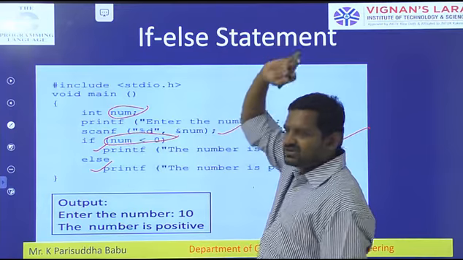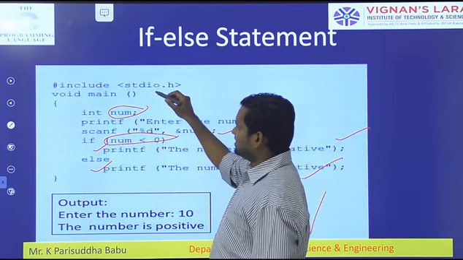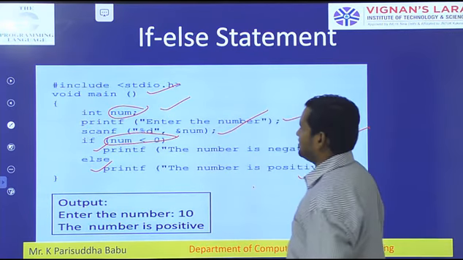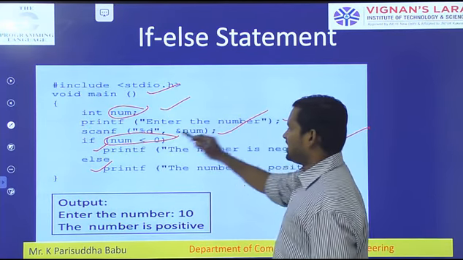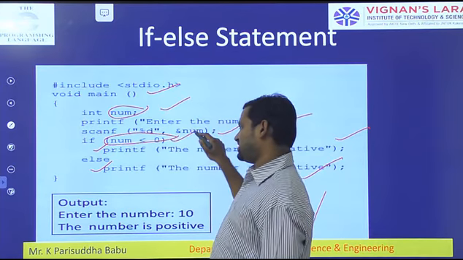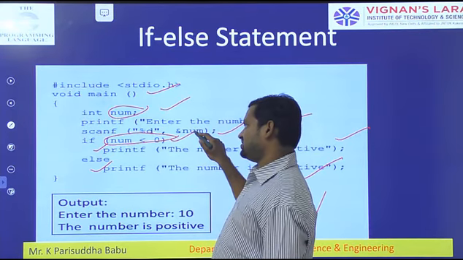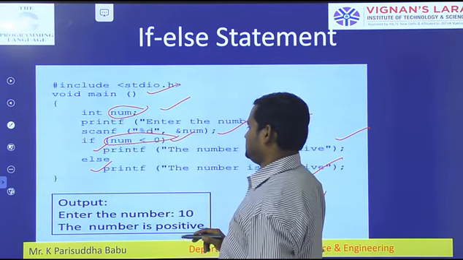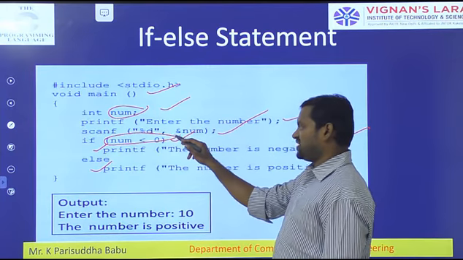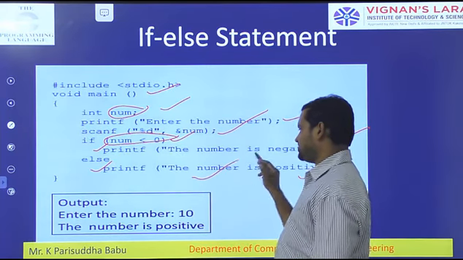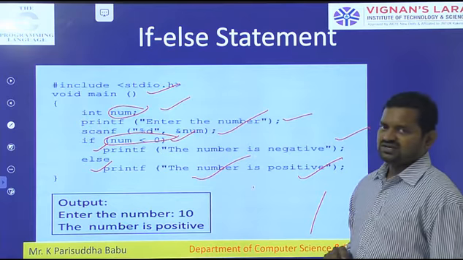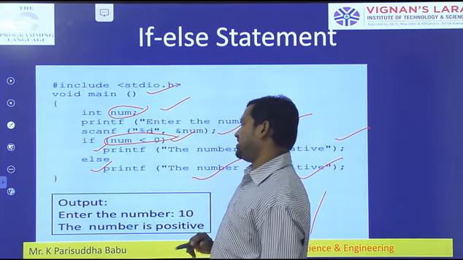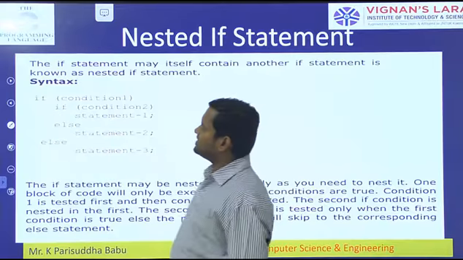Now the output and execution. In C language, execution starts from the main function with num. Printf asks to enter the number. I entered the number 10. Is 10 less than 0? It is false, so it executes the else statement: the number is positive. Since 10 less than 0 is false, the second statement executes. So this is the example of the if-else statement.